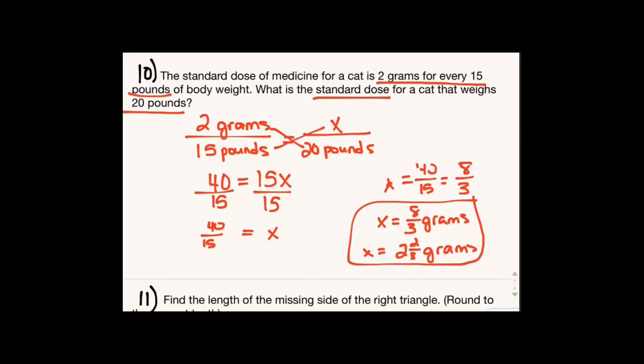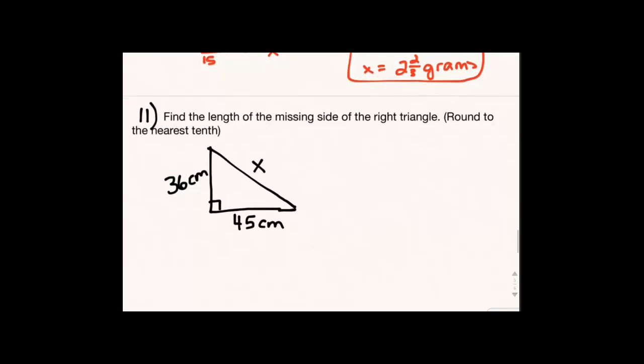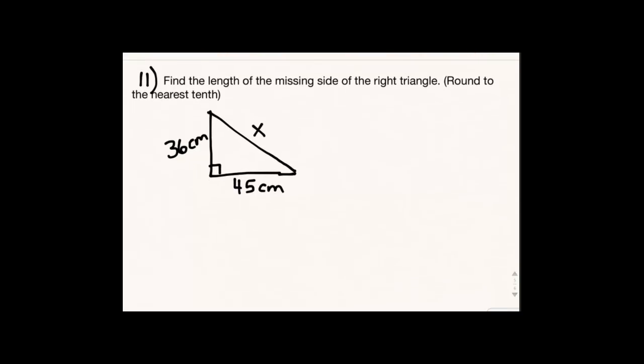Okay, so number 11 is the last one for this video. Find the length of the missing side of this right triangle. When we're ever told to find the length of the missing side, it means we're going to use the Pythagorean theorem, which is a squared plus b squared equals c squared. Our c is always the side opposite the right angle, so we put x in for c, and then a and b, it doesn't matter, so we're just going to use 36 for a and 45 for b. So 36 squared plus 45 squared. Those are really big numbers, so definitely use a calculator.